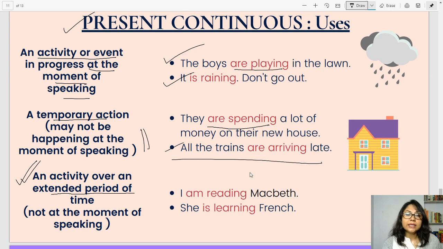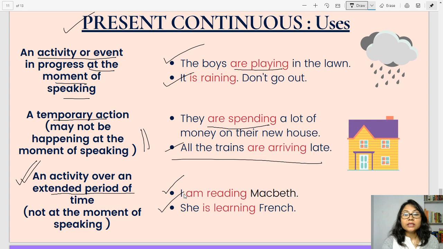Let us have a look at the example. I am reading Macbeth, a drama by Shakespeare. I am not reading Macbeth right now. I am reading Macbeth for a couple of weeks now. I have been reading Macbeth.